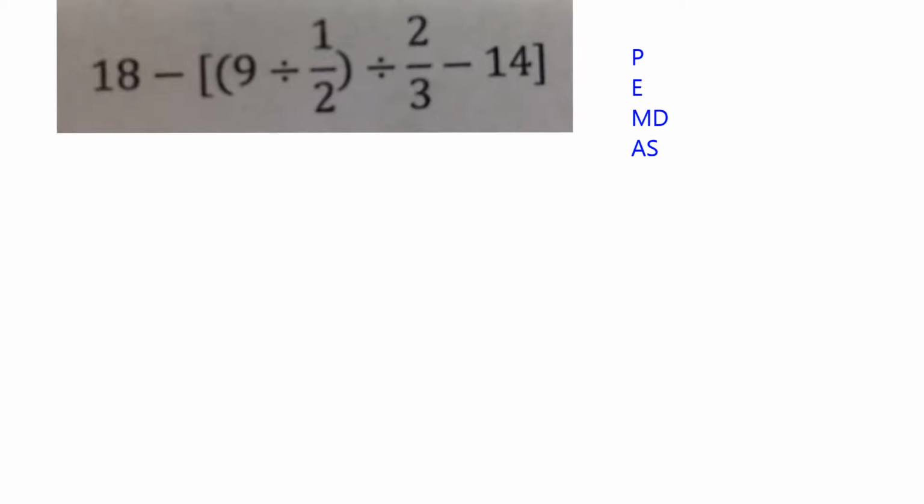In order to do this problem, we need to do PEMDAS. We need to follow the order of operations, that is. So once again, what we'll see for the order of operations is that we have to follow parentheses, exponents, multiplication and division at the same time from left to right, and addition and subtraction at the same time from left to right. In other words, whichever one comes first from left to right, that's the one you're going to do.